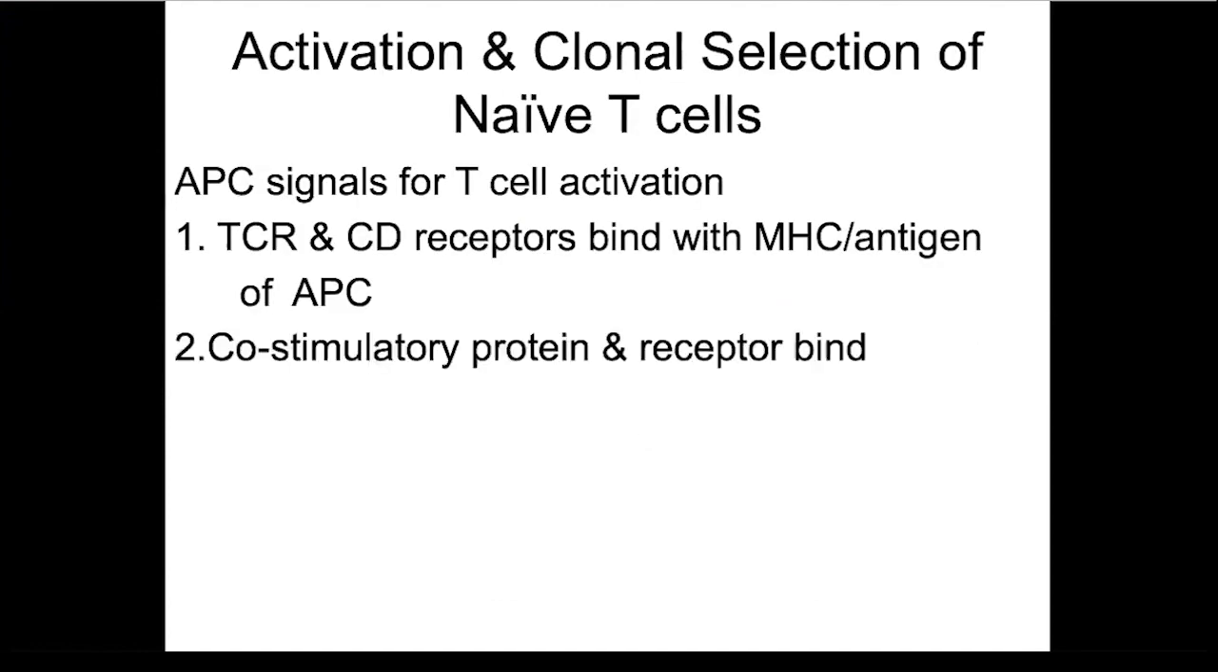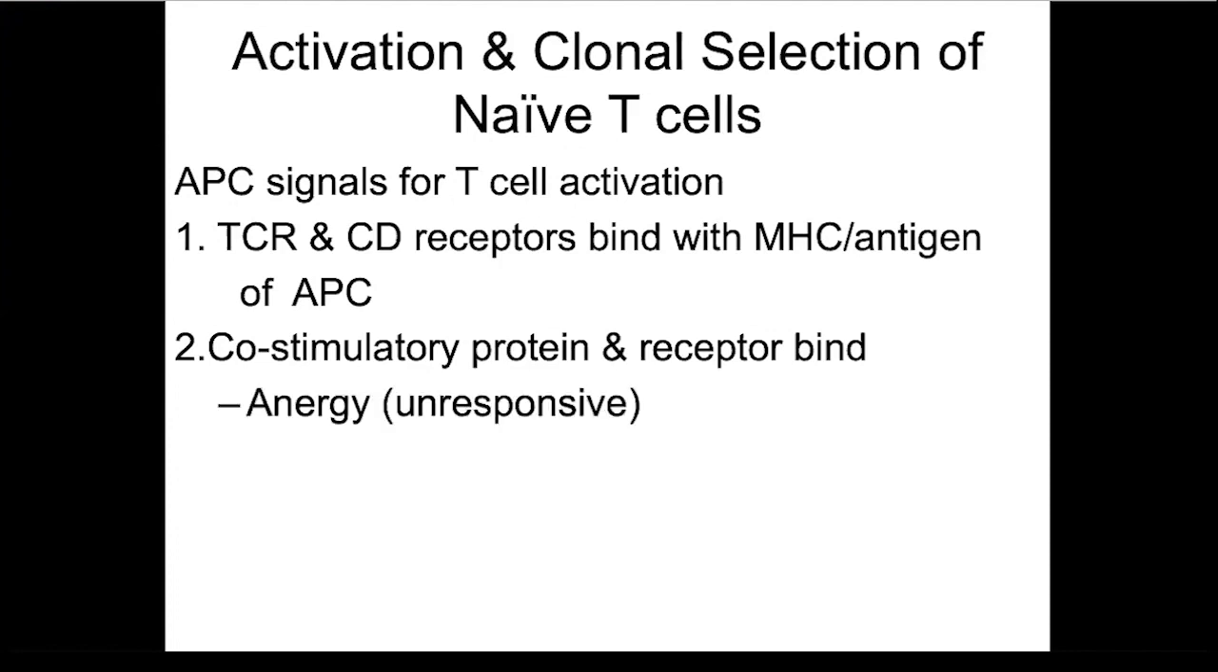The first signal. The second signal is that you have co-stimulatory proteins that are expressed by the APC as well as a receptor expressed on the T cell, and these have to bind. So the co-stimulatory protein is a ligand. Remember, ligands are chemicals that bind to protein receptors, and you're going to have this co-stimulatory receptor on the T cell. You also have co-inhibitory proteins that can be expressed by APCs. We're not going to talk about those, but as the name implies, inhibitory, it would inhibit activation.